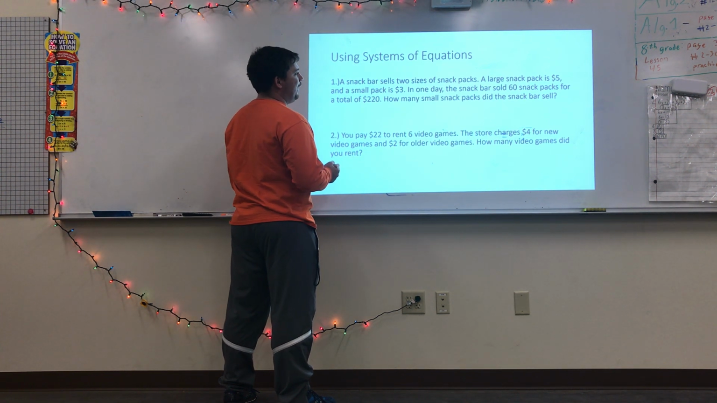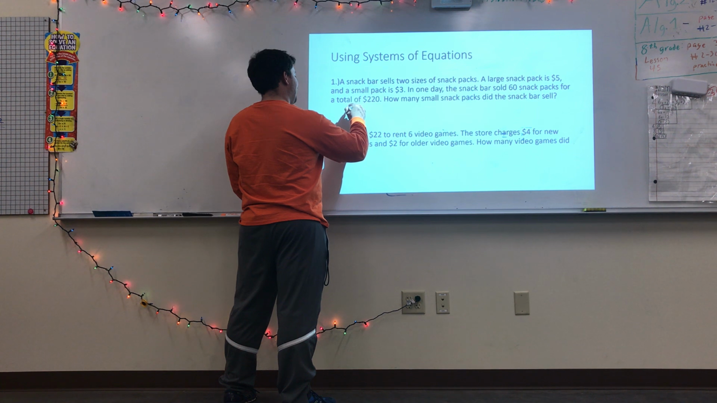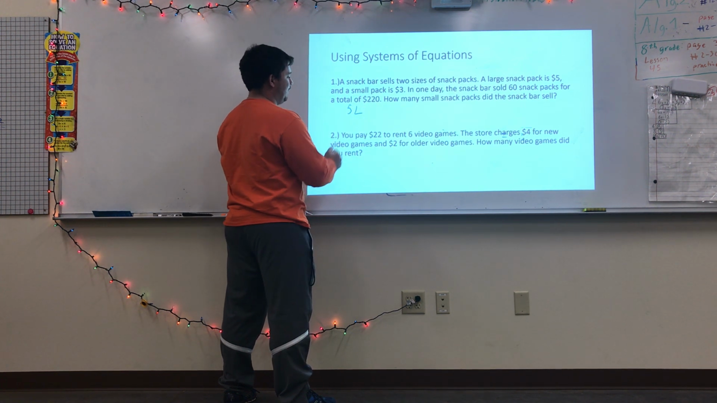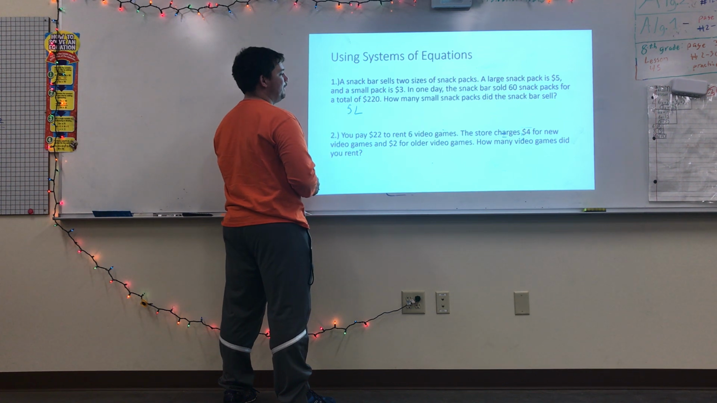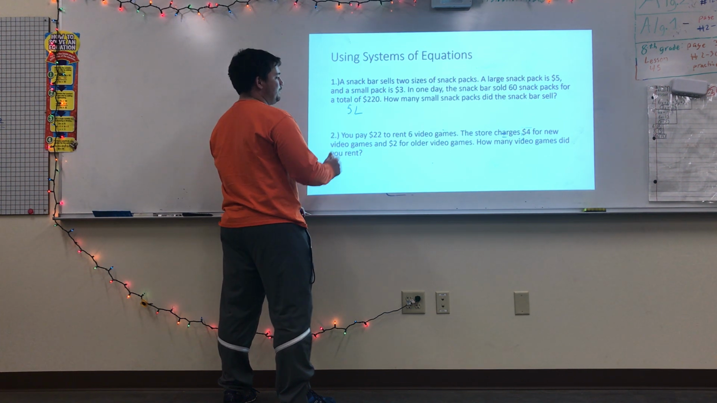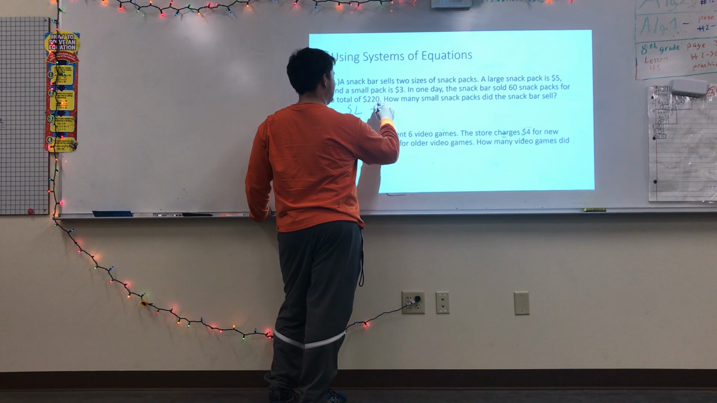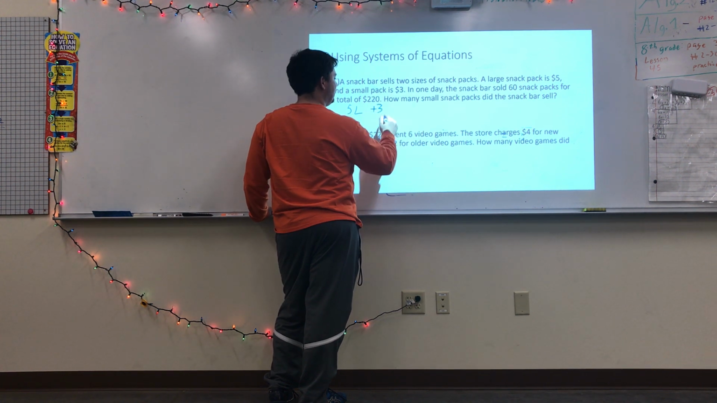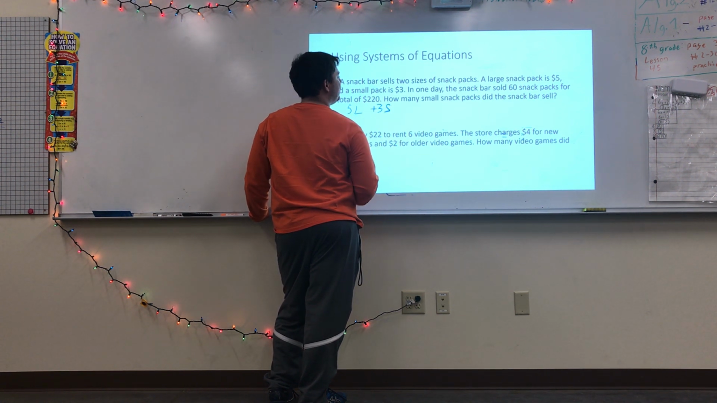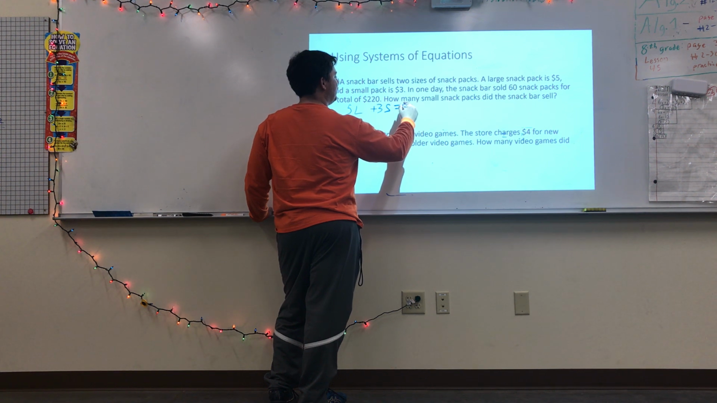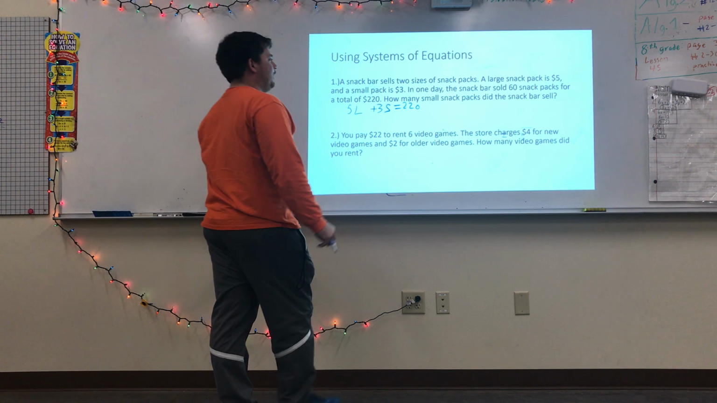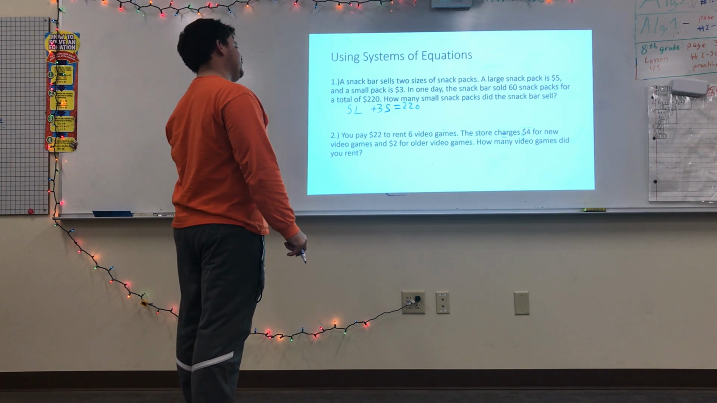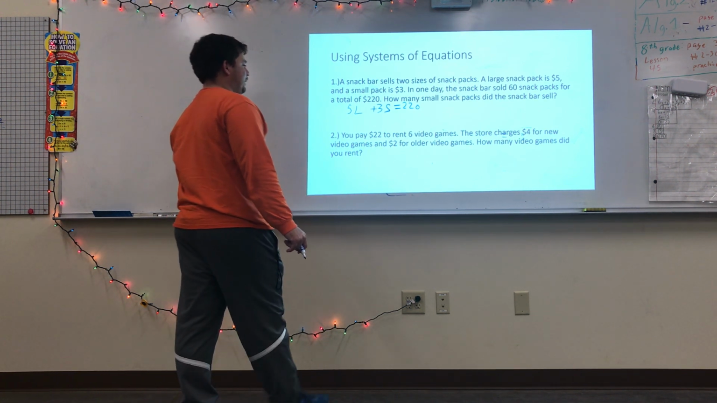Well, you would have 5. We're going to go 5L for large, because every large one we sell is going to be $5. And every small is going to be 3. We're going to go with 3S. Alright, equals 220.